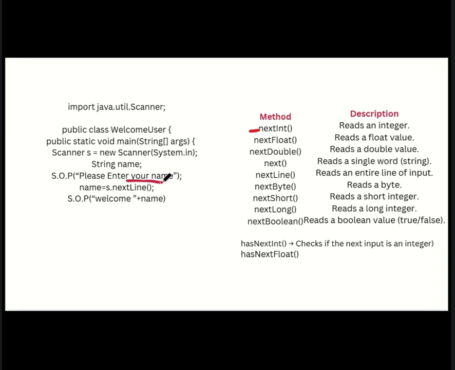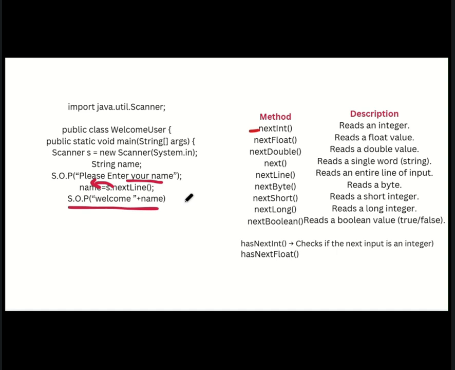Since a name can have more than one word, we're going to use nextLine to read a full line of input. Then, we're going to assign this s.nextLine to the name. Whatever input we get into this nextLine will get assigned to the name. Then we'll just print a welcome message: Welcome, and then name. We are attaching it to the string by adding this plus sign.